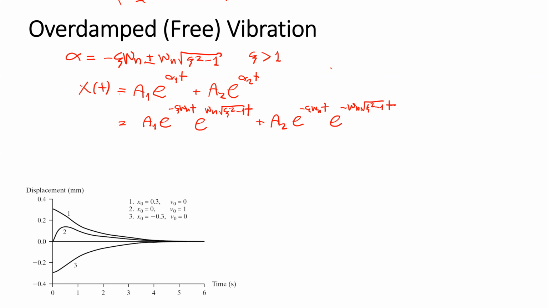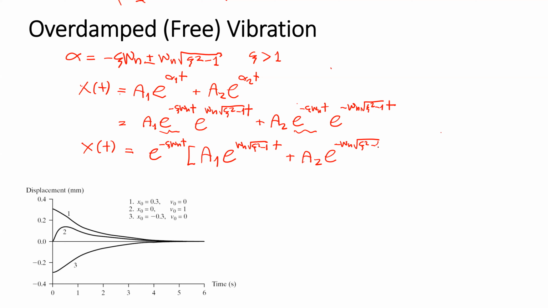Yeah, the common term in here is this term. So we can combine it like here: e power minus psi omega n t multiplied by a1 e power omega n square root psi square minus 1 t plus a2 e power minus omega n square root psi square minus 1 t.